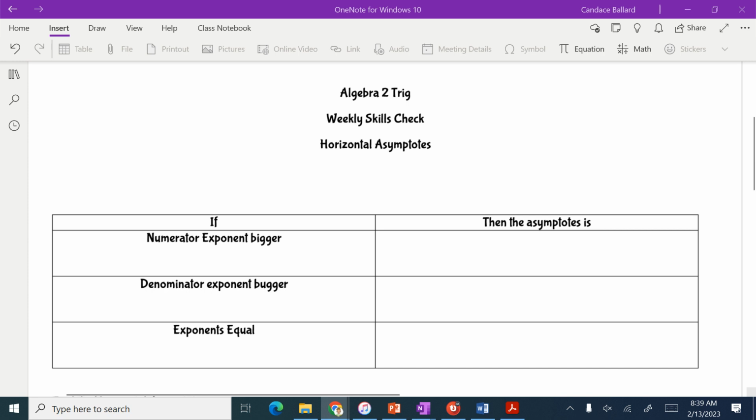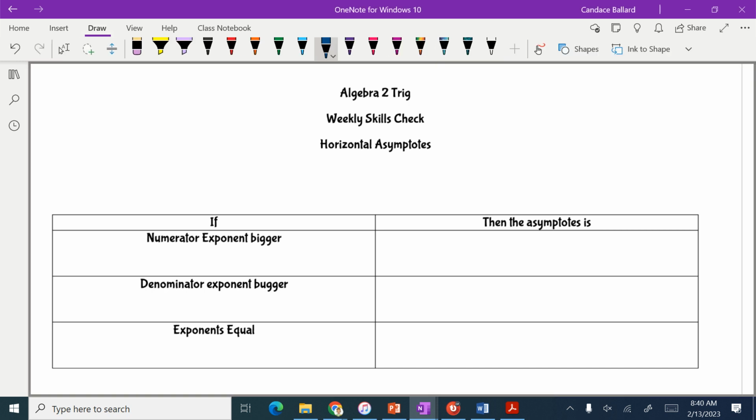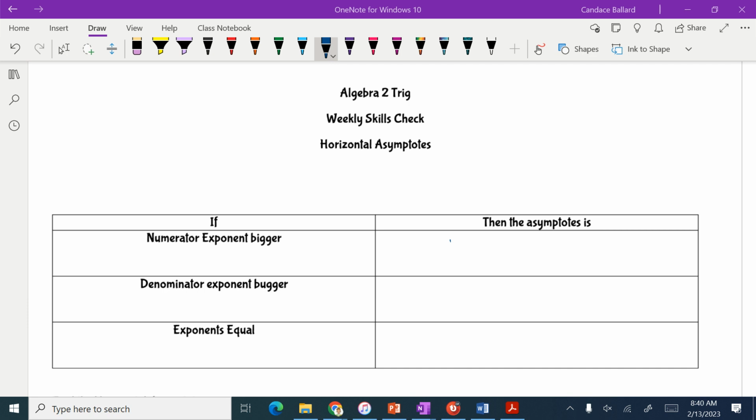Okay, so scenario number one is the numerator exponent is bigger. Okay, when we have that happen, there is no horizontal asymptote. Okay, you just write none.